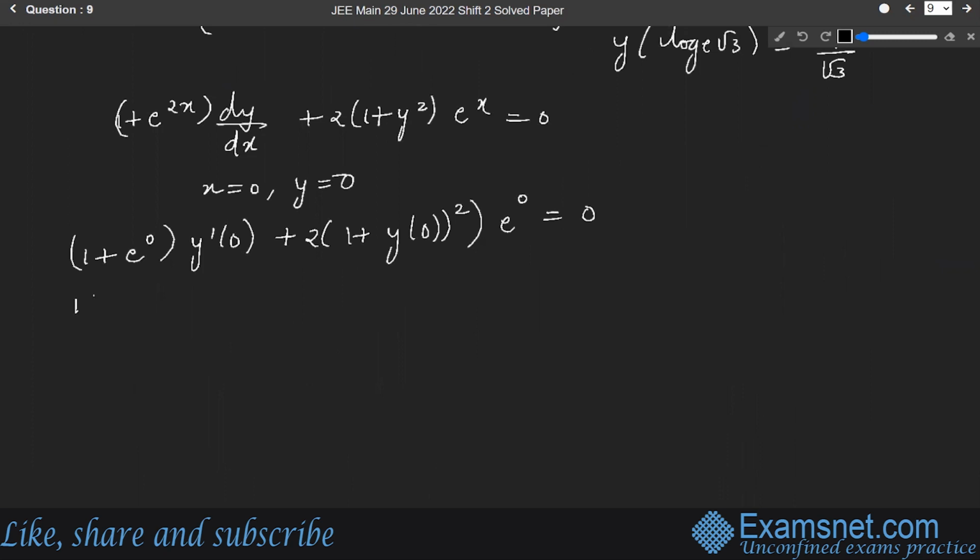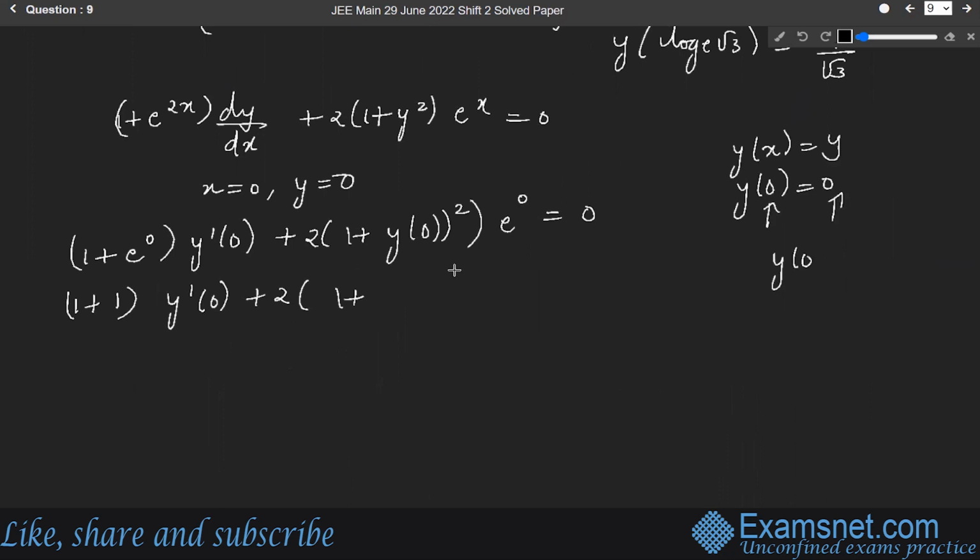Now you can see, 1 plus e power 0 will be 1. Anything raised to 0 is 1, into y dash 0 plus 2 into 1 plus y of 0 square. What is y of 0? It is actually equal to 0. So 0 square is 0. See, we know that y of 0 will be 0 because we have the expression y of x is equal to y. It means when x is equal to 0, y will be 0, right? So y of 0 whole square will be also equal to 0. So it is 0 into e power 0. Anything raised to 0 is 1. So into 1, it is equal to 0.